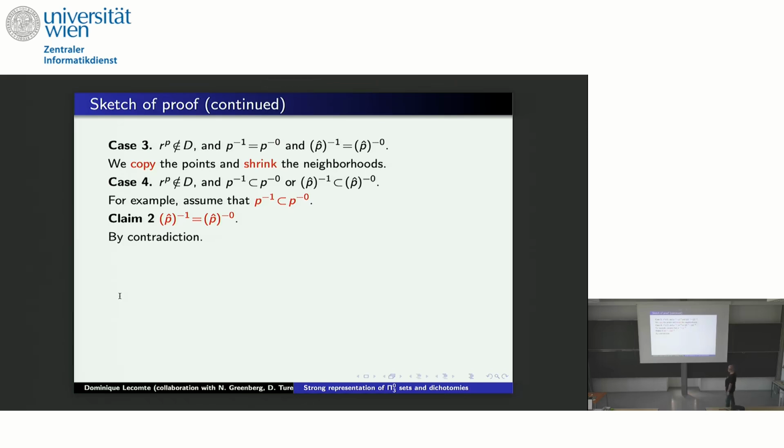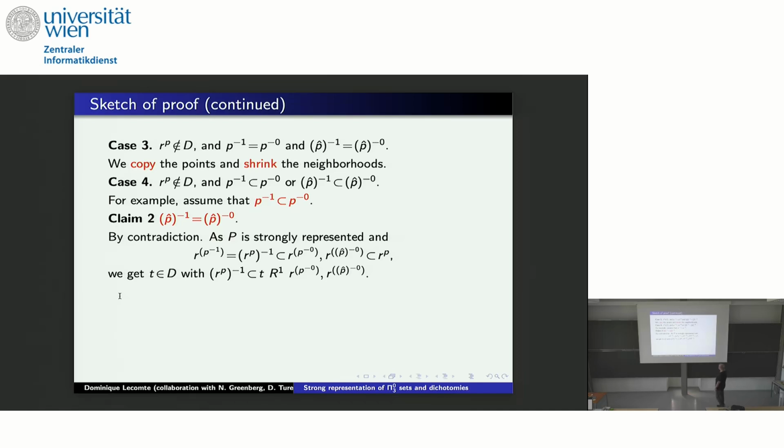So argue by contradiction to see that as P is strongly represented, and also because between RP and RP minus 1, you have the RP minus 0 and RP hat minus 0. So you can apply the second part of strong representation. It gives you a T in D, which is strictly after RP minus 1, and which is R1 with these 2 guys at the 0 level. We know that P minus 0 is a pair, and we know that T is R1 with RP minus 0, and this implies that this thing is also a pair.